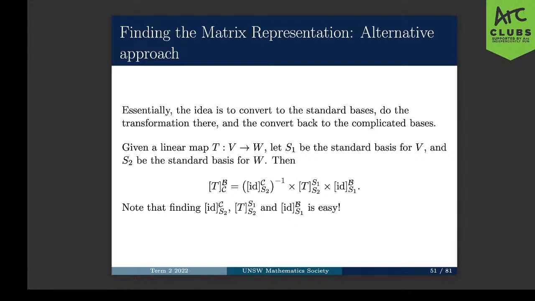The really good thing about this method is that these three matrices are really easy to find because they always deal with standard bases. Okay, let's do an example of this.